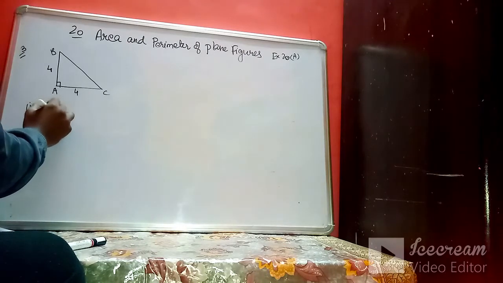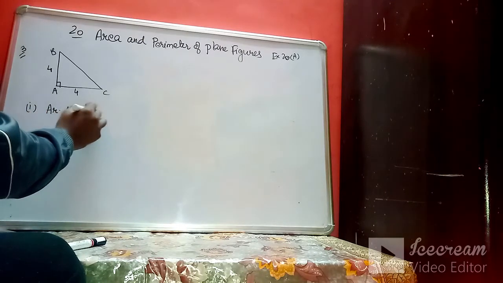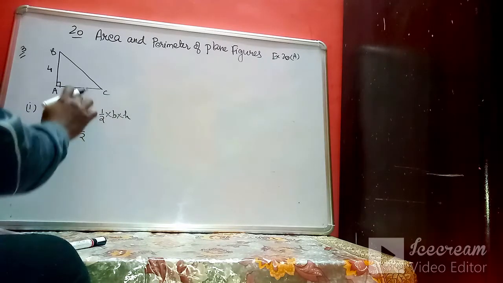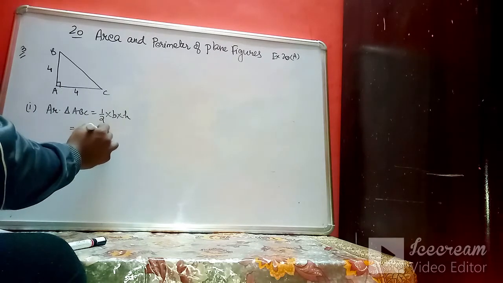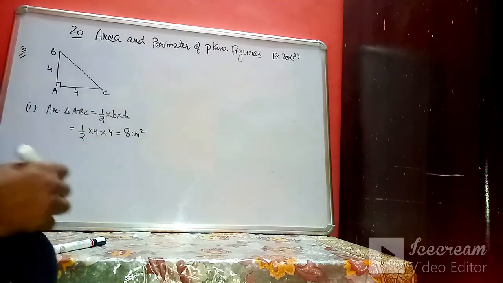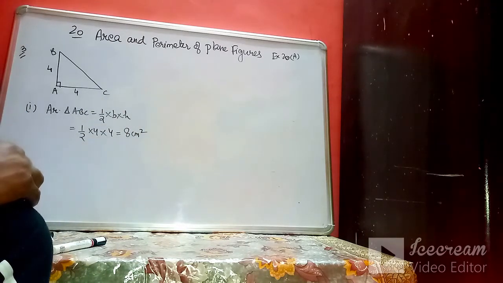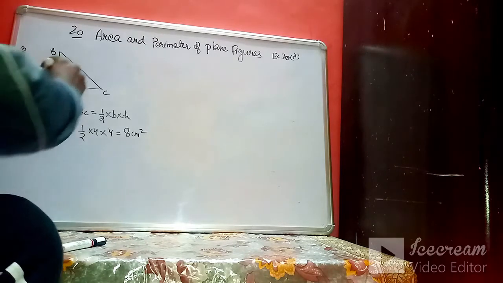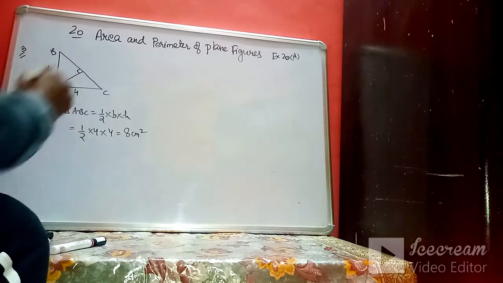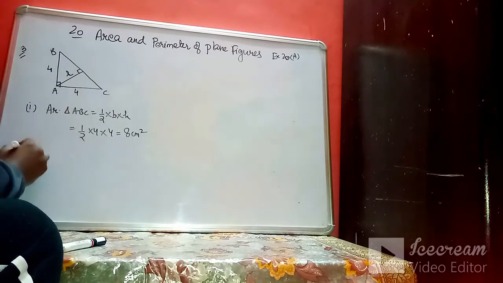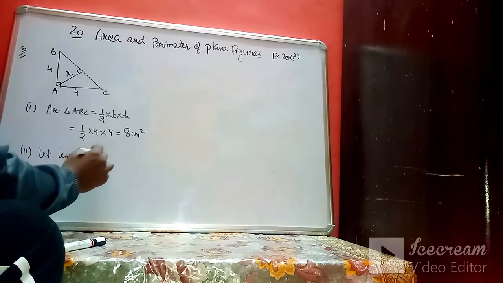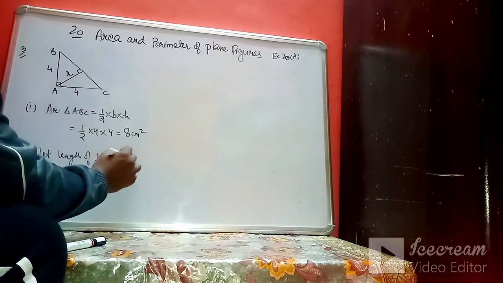So that we already discussed, area of triangle ABC will be half base into height. In this case, what is base? Base is 4 and height is 4, so the area is 8 centimeter square. The length of perpendicular from A to BC. Suppose if I drop a perpendicular from A to BC, I have to calculate this length. So let the length of perpendicular equal h.